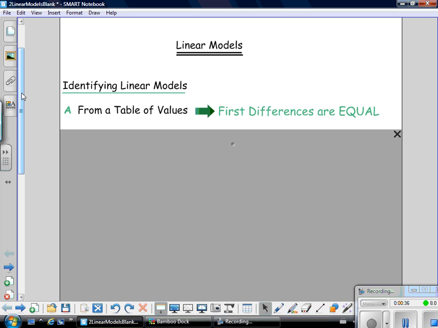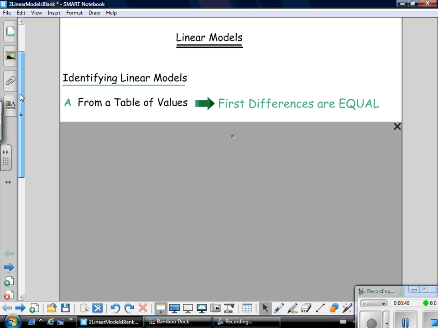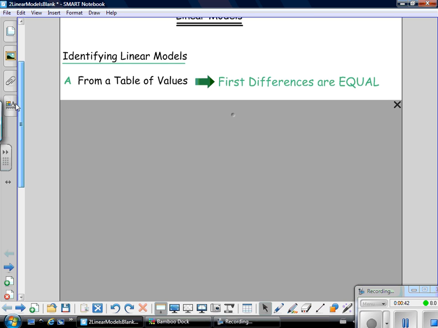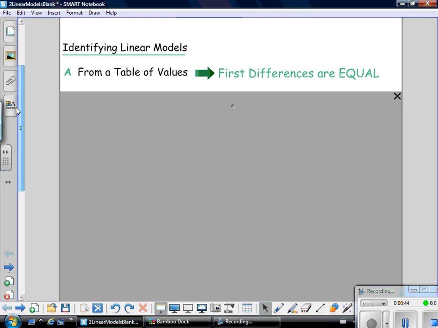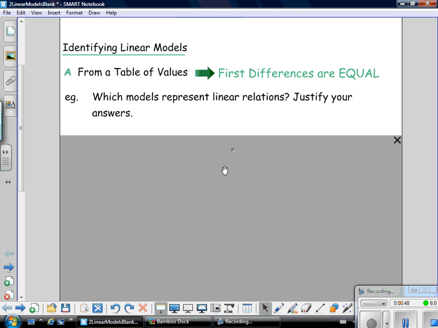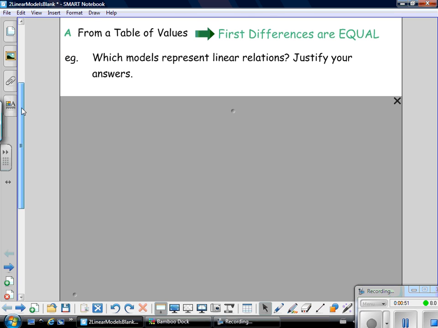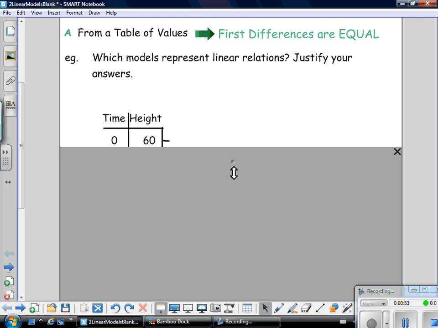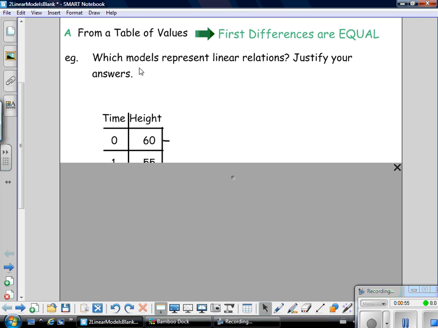You've done first differences before, all the way back in grade 9 and again in 10 and 11, and we saw a little bit of that in our previous unit. So when we're talking about first differences being equal, we're going to look at a couple of examples and see exactly what that means. It says, which models represent linear relations, and then justify your answer.